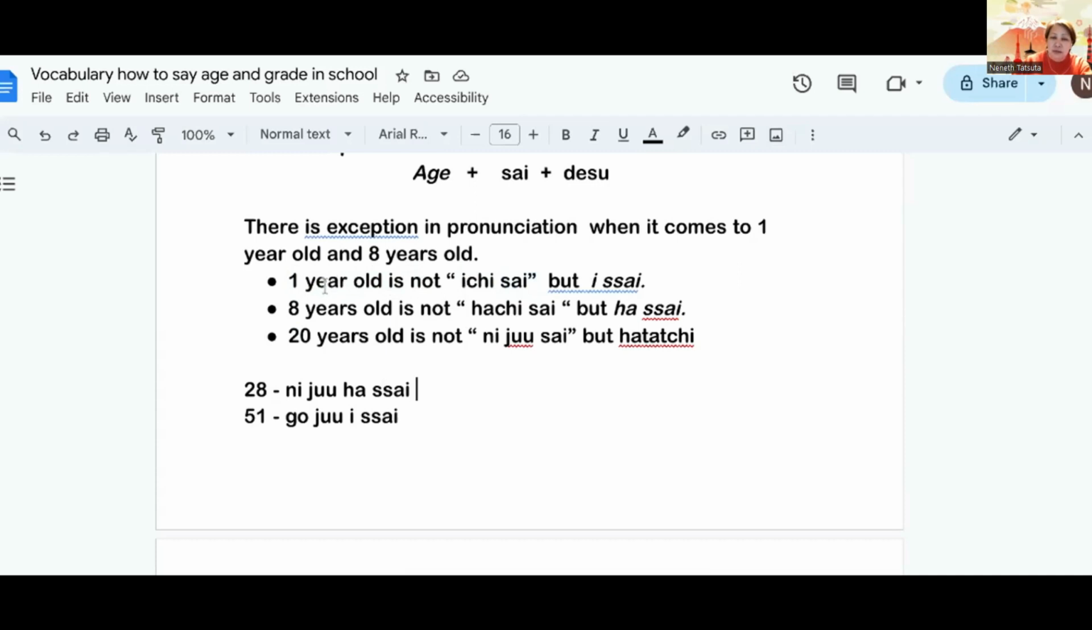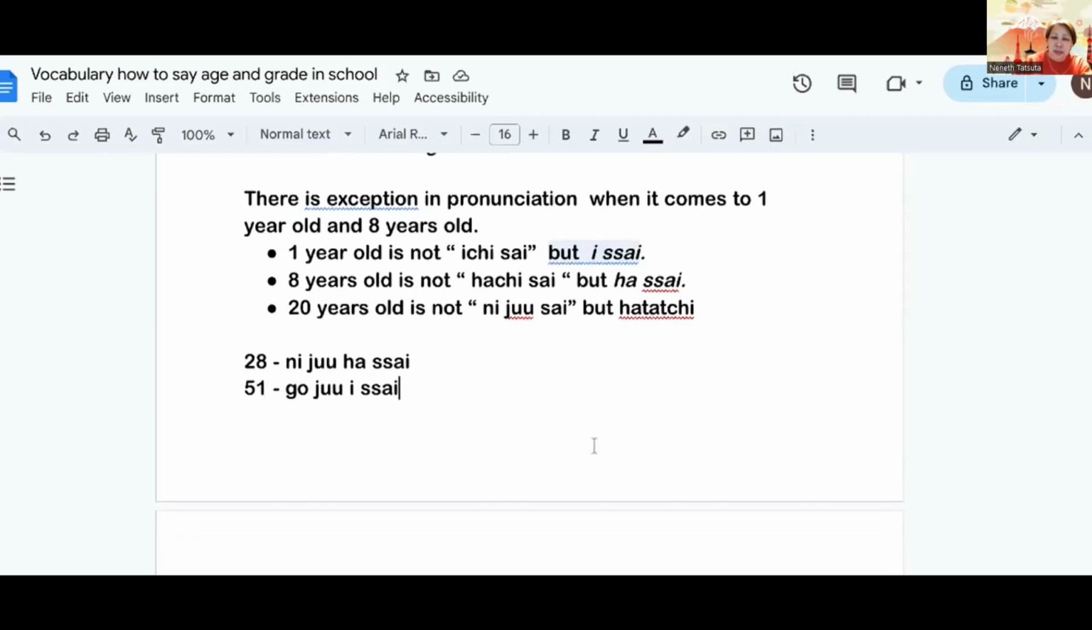For the 1-year-old, we pronounce it isai. Ju isai, 11 years old. Niju isai, 21 years old. Somebody asked me this, so can you please note this one? The 21 years old is not niju ichisai, it's niju isai. For the 8, pronunciation is again different.